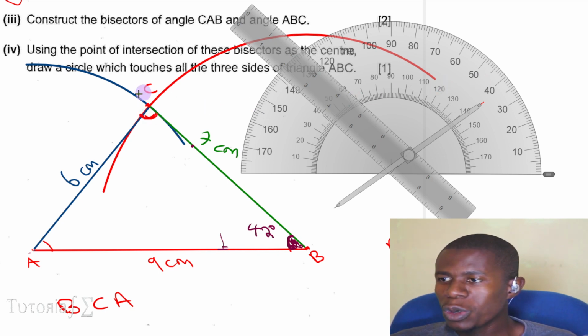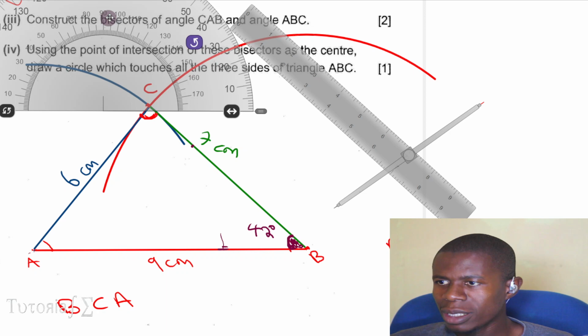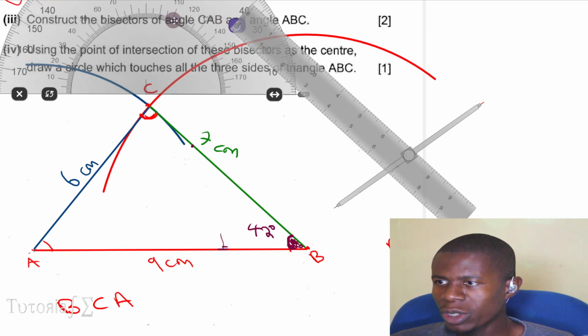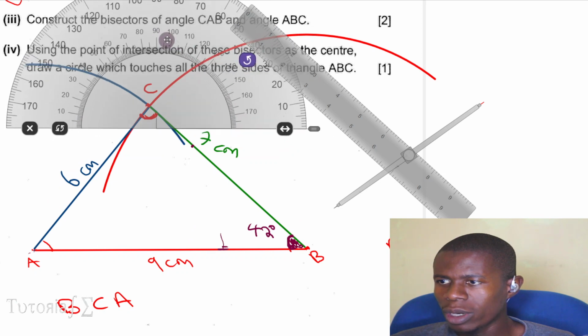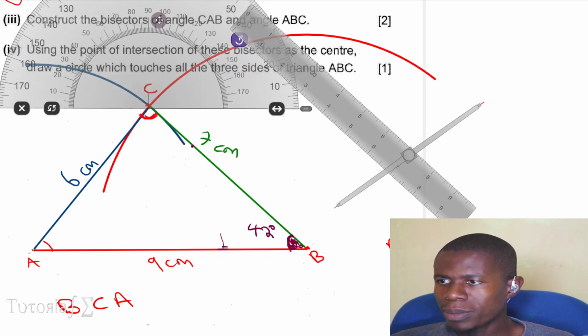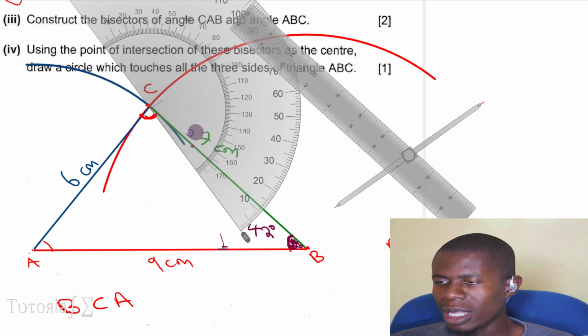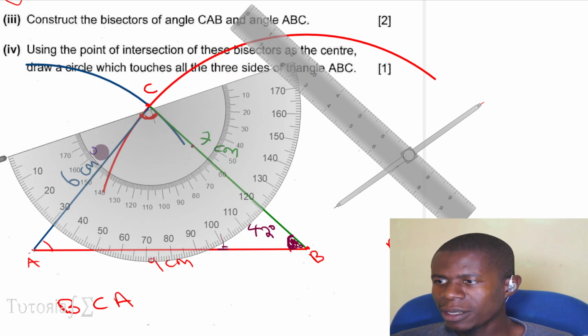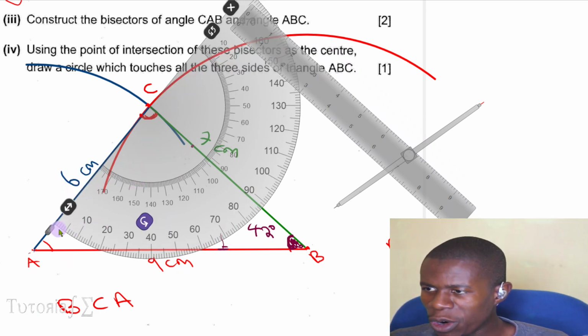So again, you do the same thing. So make sure that the protractor is placed there. Okay, you place the protractor there and make sure that the zero is inside the triangle. Okay, so you place your protractor there. Then I'll rotate it, making sure that the zero is inside. All right, so the zero is inside.